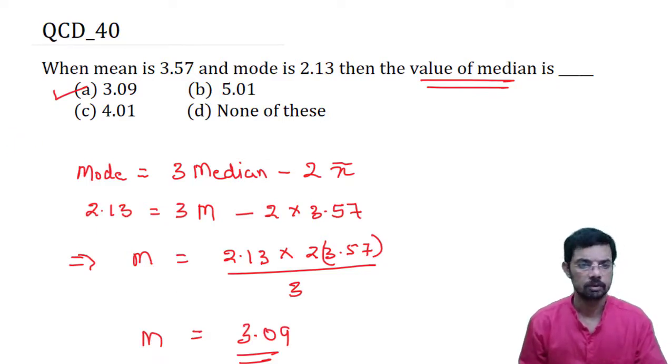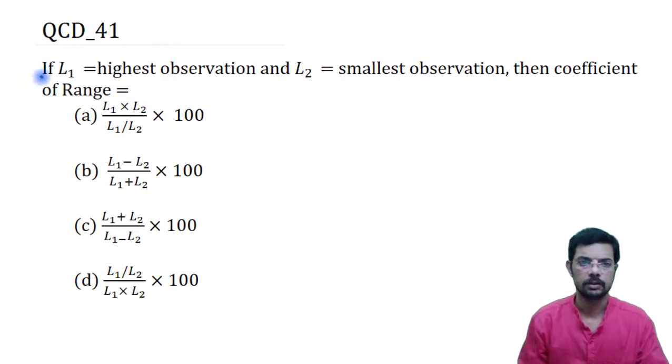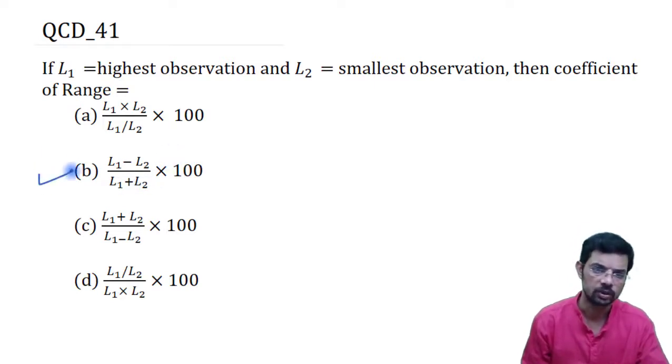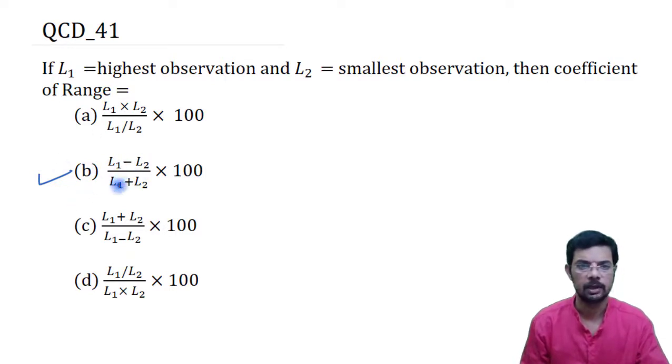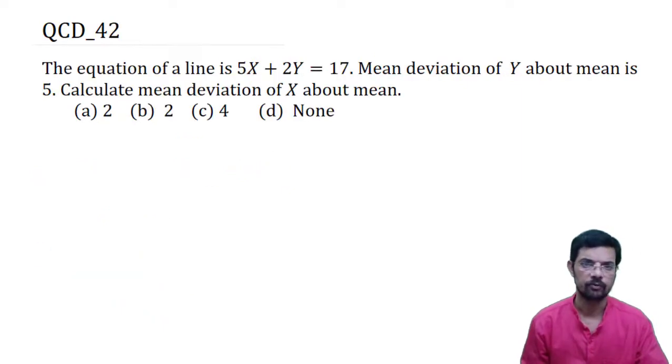Now we shall move on to question number 41. If L1 is the highest observation and L2 is the smallest observation, what is the formula to find the coefficient of range? Coefficient of range is equal to the highest observation minus the lowest observation, divided by the highest observation plus the lowest observation, into 100. We know this formula orally. Therefore option B, L1 minus L2 divided by L1 plus L2 into 100, is the correct option.